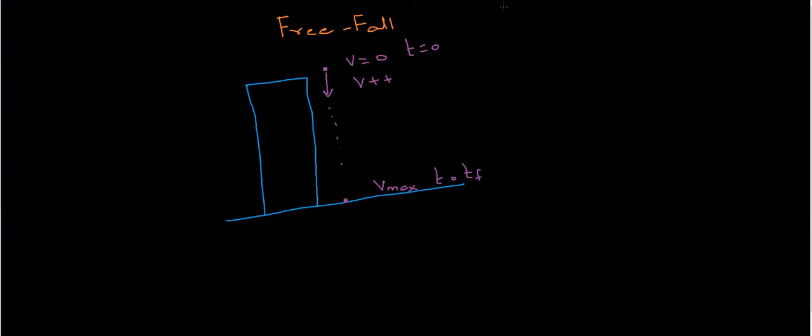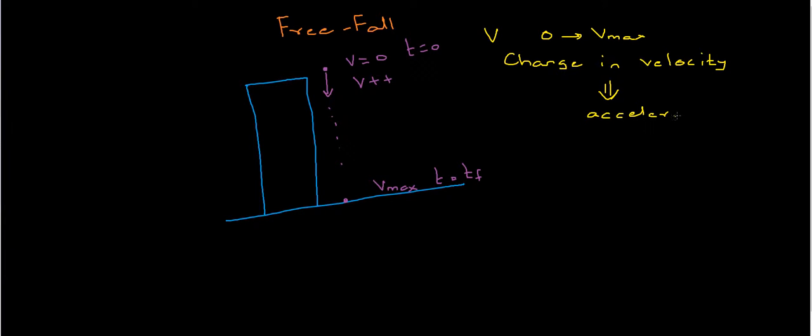Now, the velocity is changing. The velocity is changing from 0 to maximum. So there is a change in velocity, right? So change in velocity means that there is acceleration, doesn't it? There is an increase in the velocity, that means there is a change in velocity, which means that there is acceleration.